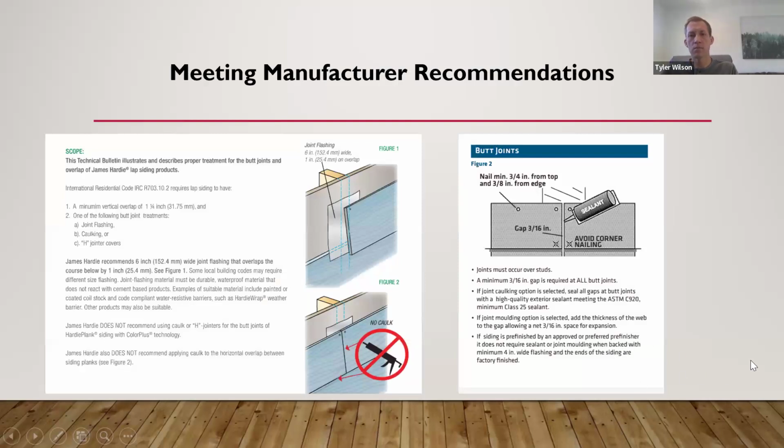One of the areas that's maybe most relevant from your perspective is the manufacturer recommendations, right? There is a wide variety of ways that people can treat these butt joints for lap siding. There is no true industry standard across the nation here.